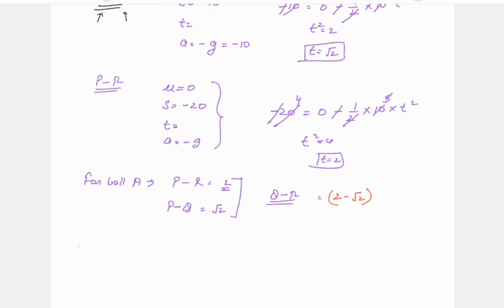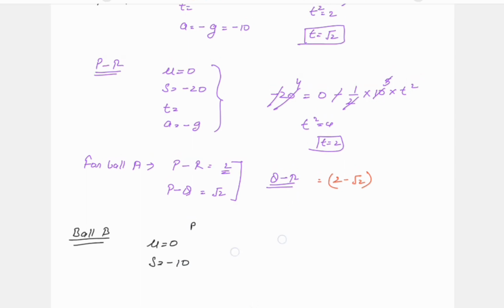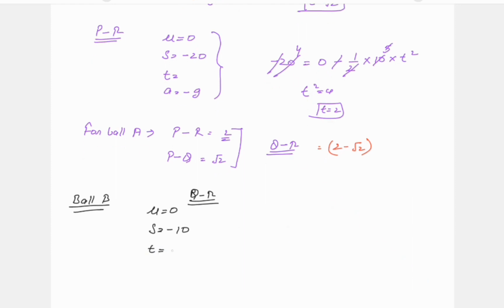Now we will discuss ball B. When ball B is dropped, what is the initial velocity? 0. Distance traveled is minus 10, because it is traveling downward. It is traveling from Q to R. The time I am going to calculate. What is the acceleration? Acceleration is going to be minus g, which is equal to minus 10.